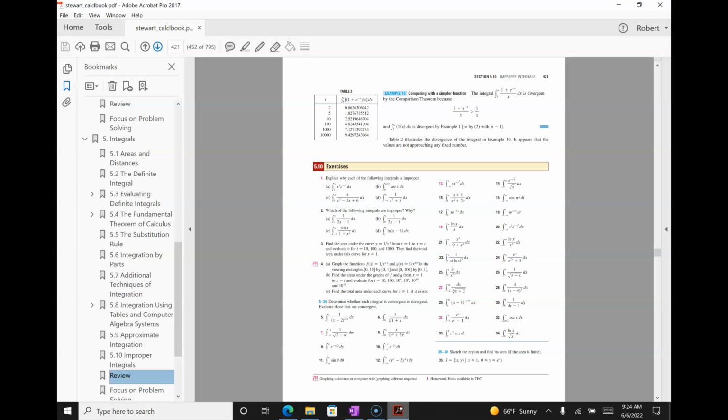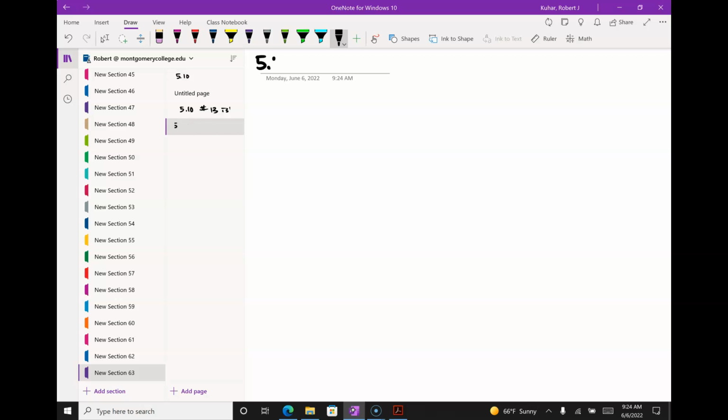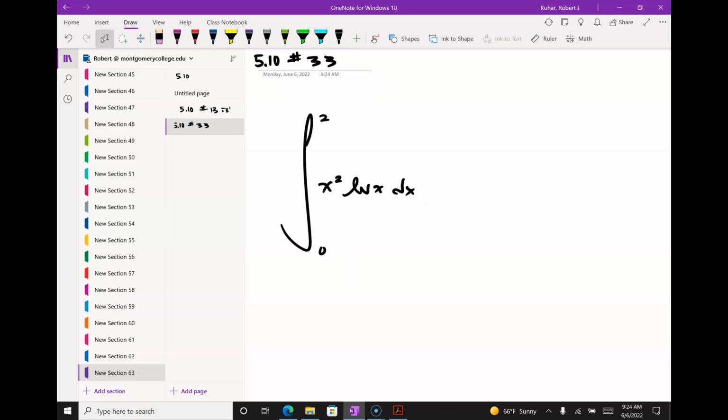Number 33. I've got the integral of x squared times ln of x dx from 0 to 2. And you can see there's definitely an issue here, right? Definitely an issue with ln at 0, right?